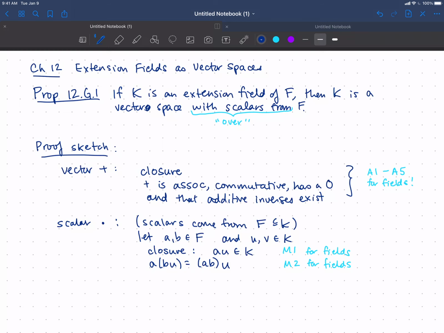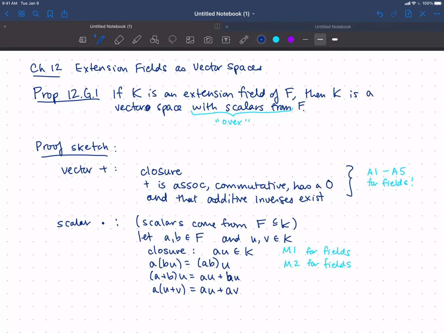We've also got to check two different types of distributivity. We need to know that if I add my scalars and then multiply by my vector, I could have done two different products and then added them together. And I also need that if I take my scalar times a sum of vectors, I could have done two scalar products and then added those together.